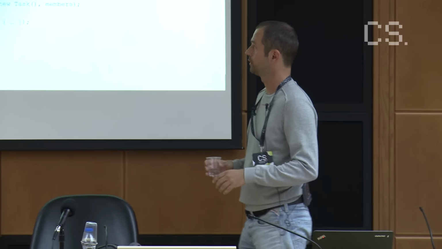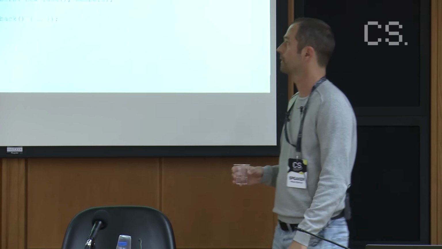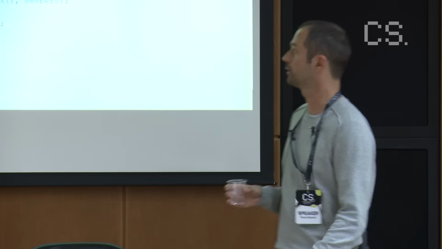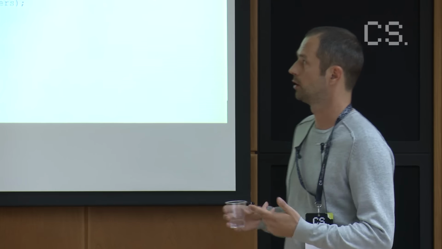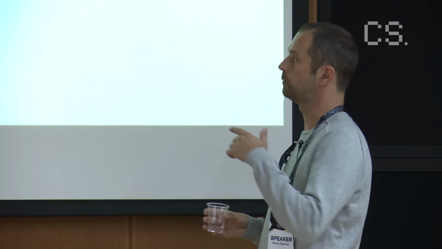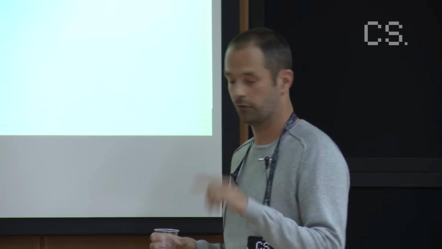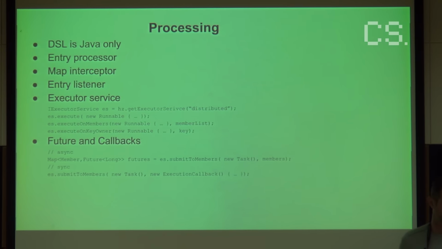Map interceptor and entry listener are basic support for aspect programming. The interceptor is executed before the CRUD operation is executed, and the listener is started upon an event after the CRUD operation.